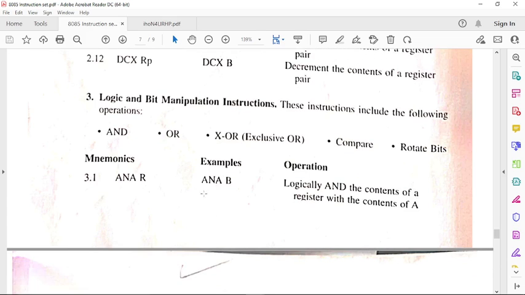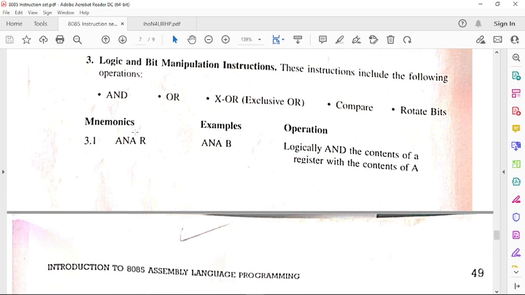Then let us talk about logic and bit manipulation instructions. These instructions include the following operations: AND, OR, XOR, compare, rotate bits. Mnemonics. ANA R. ANA B. ANA means AND. ANA B: logically AND the content of a register with the content of the accumulator.